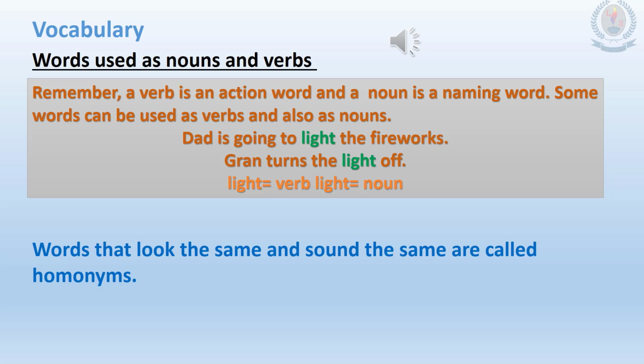Look at the example. Dad is going to light the fireworks. So here the word light is used as a verb. Look at the second example. Grant turns the light off. So in the second example, light is used as a noun. Words that look the same and sound the same are called homonyms.